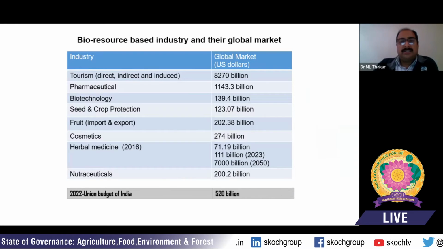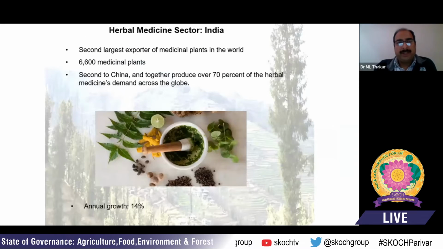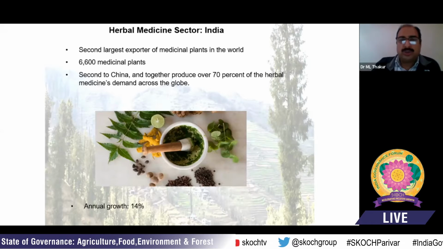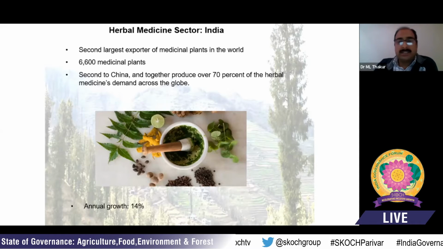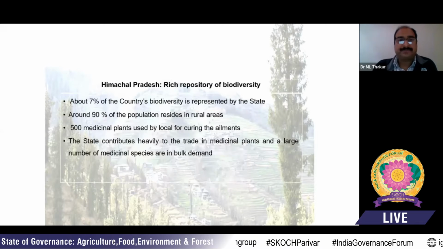We see that the scope of bioresource-based industries world over, or their gross turnover, is very high. When we compare it with the union budget of India, we see that there are huge scopes in sectors like tourism, pharmaceutical, biotechnology, and nutraceutical. We know the country is the second largest exporter of biological resources, but most of these are traded in the form of raw material. A few years back, there was a growth of around 14% in the herbal medicine sector.